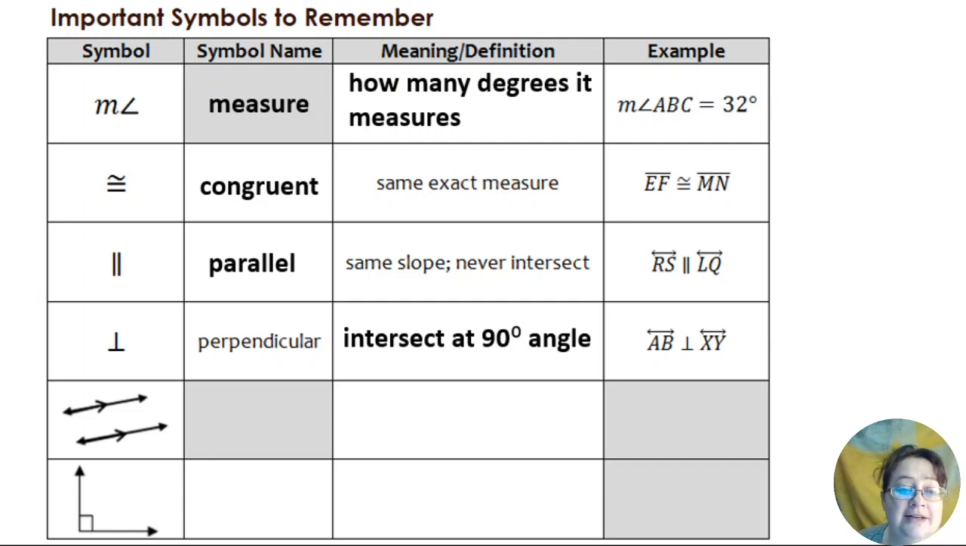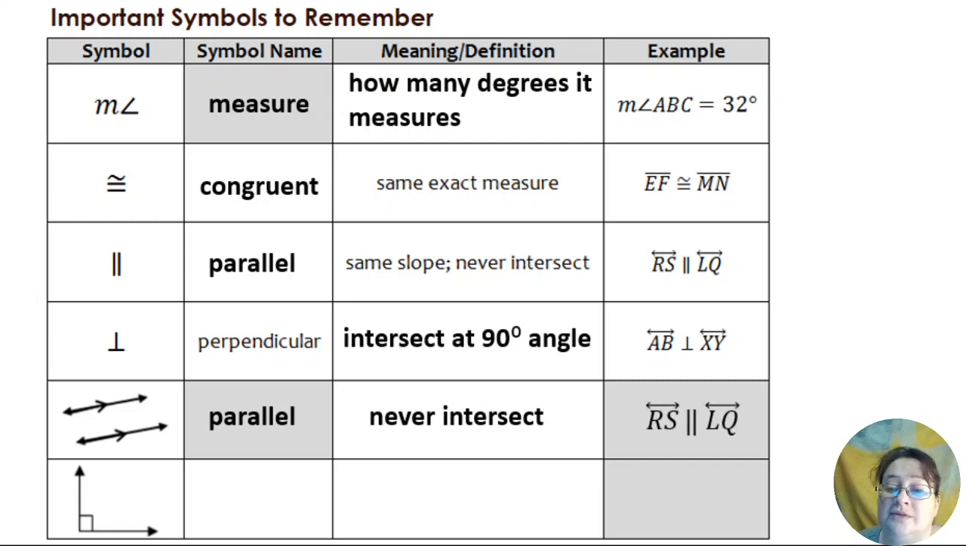On the next line here, we have two lines with arrows marked on the lines themselves. That's another way to write parallel. So you might see a figure, and instead of saying line RS is parallel to line LQ, they might instead have two arrows, one little arrow in the middle of line RS and one arrow in the middle of line LQ, and that tells us that they are parallel. So they never intersect, and you would write that exactly the same way that we did above. So line RS is parallel to line LQ.